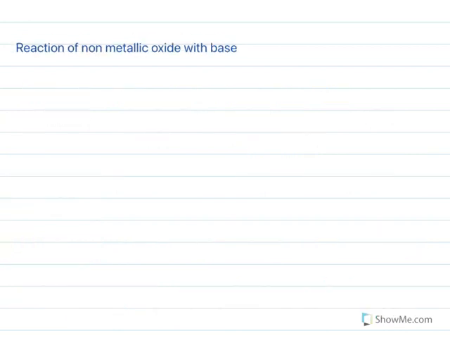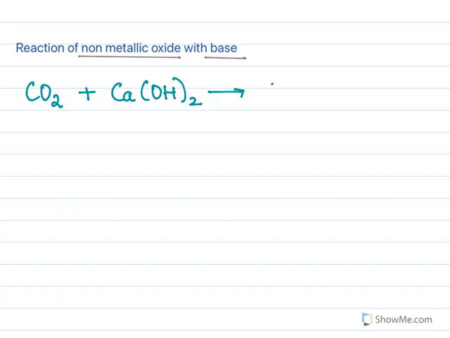Here we'll see the reaction of non-metallic oxide with a base. Now what is a given example of a non-metallic oxide? Would be like that of carbon dioxide. It is an oxide of a non-metal. This reacts, say, with a base, calcium hydroxide, which is a base, to give calcium carbonate plus water.